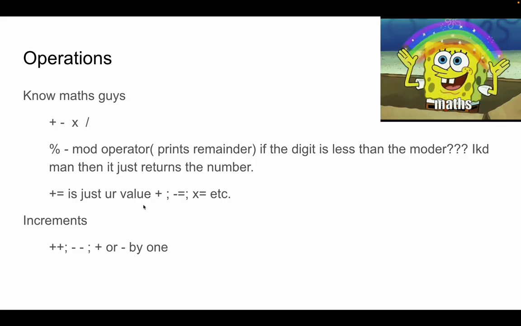Then you have your plus equals. This is just your value plus whatever you say. Let me explain this a little bit better. So you have num plus equals 5. Say num is equal to 5. So the new value for num would be num plus 5. And this applies for minus equals, so that would be num minus 5, and times equals, num times 5. Basically, it goes on for all of these operations.